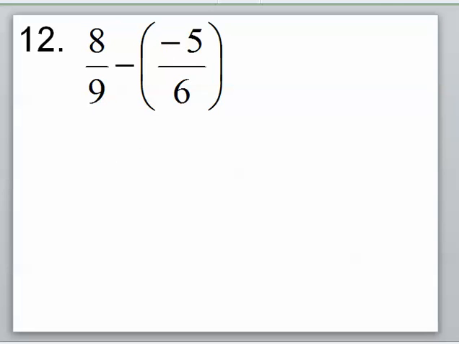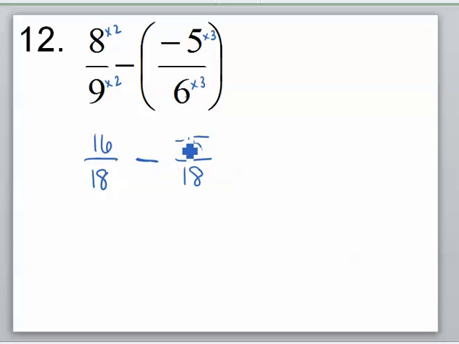I have 2 more examples here. They're both fractions, so we're going to make common denominator. I like to pick the least common denominator. Well, I can't make the 6 a 9, and 6 times 2 is 12, and 9 doesn't become 12, but 6 times 3 is 18. So I'm going to pick 18 as my common denominator. I multiply by 2 to get the 18 here, so I'll multiply the top by 2, which gives me 16. 6 times 3 is 18, so I have to multiply the top times 3, which gives me negative 15.